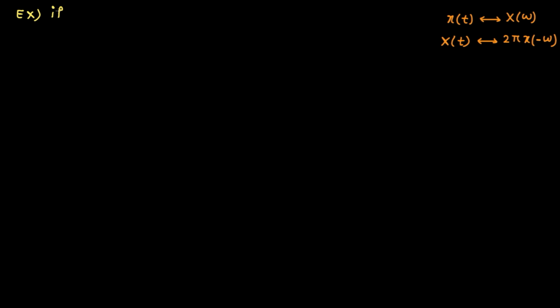Example. If the Fourier transform of sine t is 2 over j omega, what is the Fourier transform of 1 over t? To use duality, the functions need to have the same form or the same shape in the frequency and time domain. The only difference is, in the time domain, capital X is a function of t, but in the frequency domain, capital X is a function of omega.